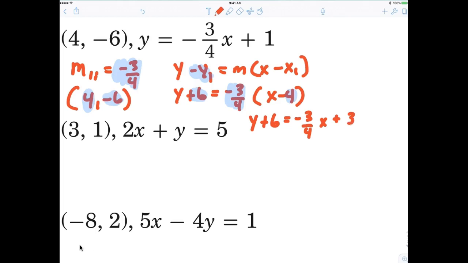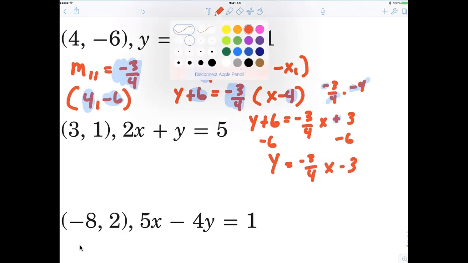Again, just for those who are worrying, negative 3/4 times negative 4. Remember that the 4's cancel, so you're just left with a negative times a negative, which is a positive. And then you end up doing what? Subtract 6, subtract 6. So y is equal to negative 3/4 x minus 3. So that's example number 2.